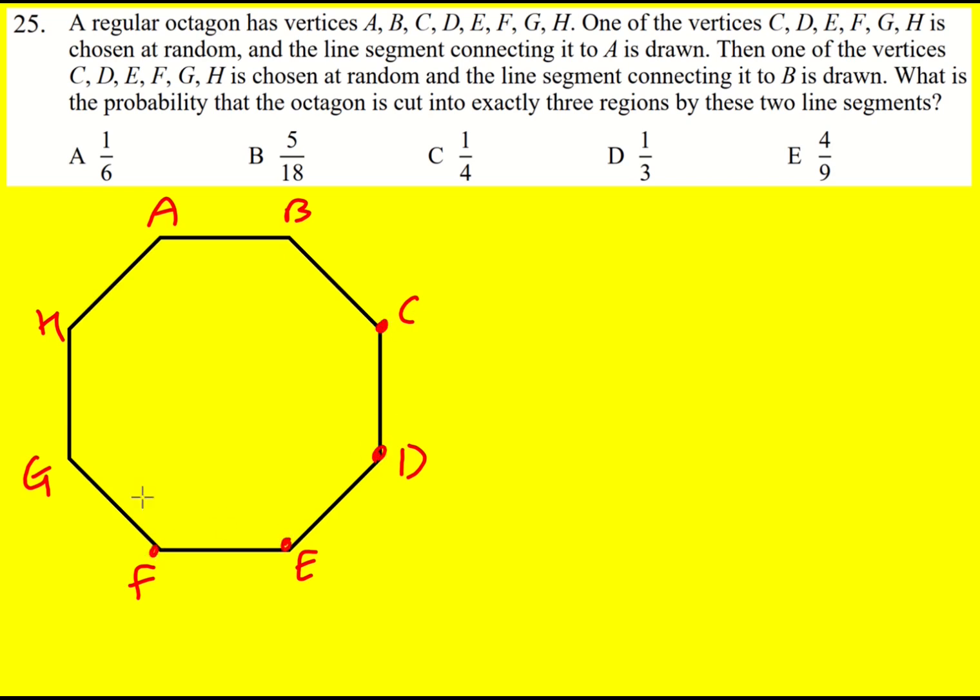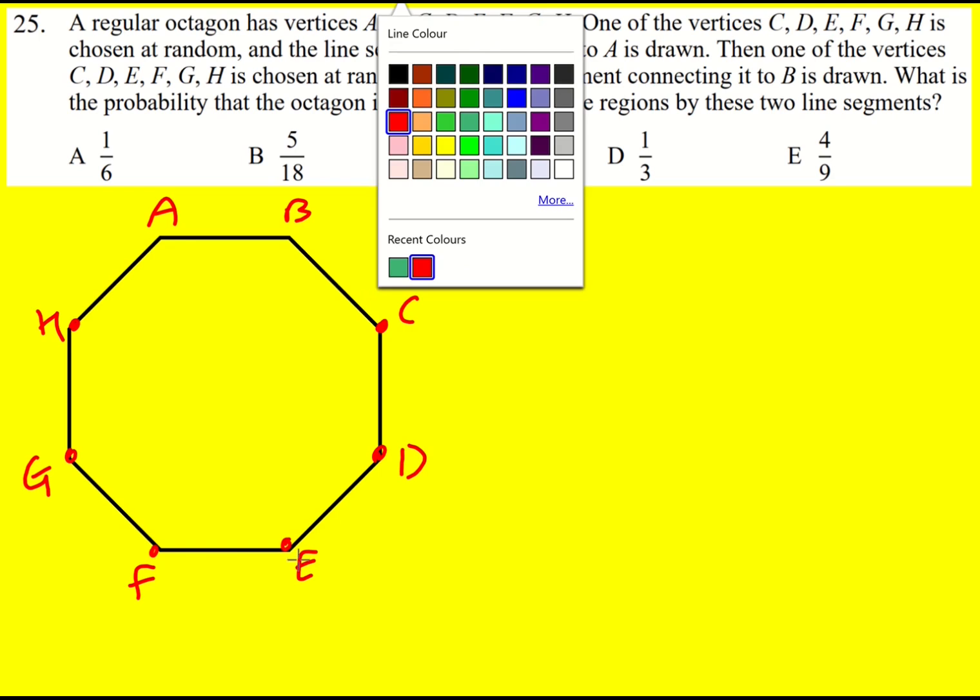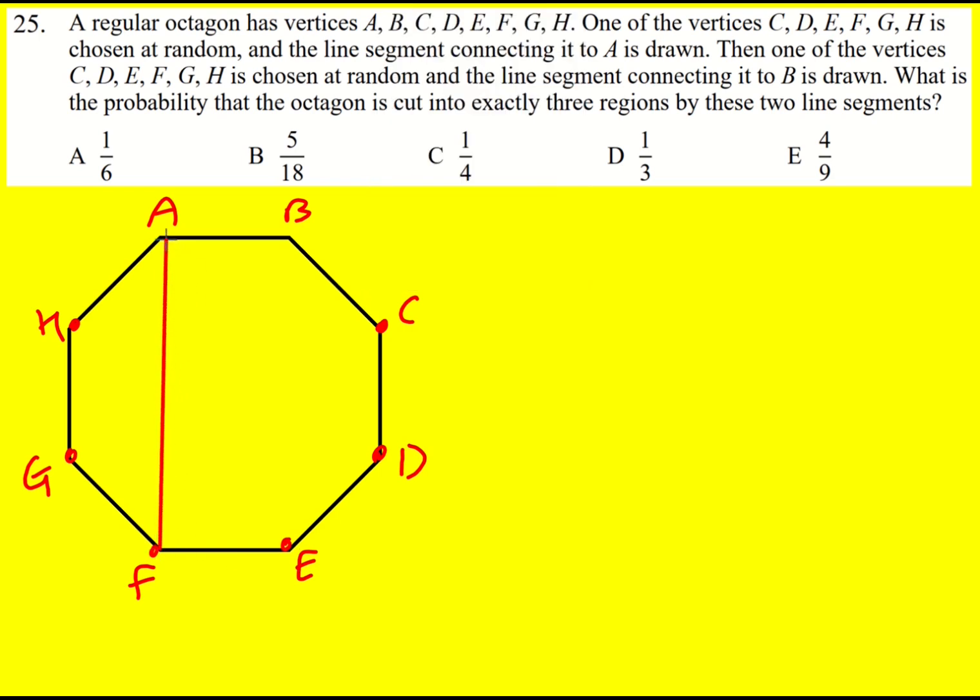So I'm just going to put little circles on these. And then a line segment is connected from it to A, like so. And then one of the same points is picked and we connect it to B. We're interested in the probability that the octagon is cut into exactly 3 regions. So if we picked E to B, then we'd get our 3 regions, even F to B. But if we picked G to B, then actually here we get 4 regions.